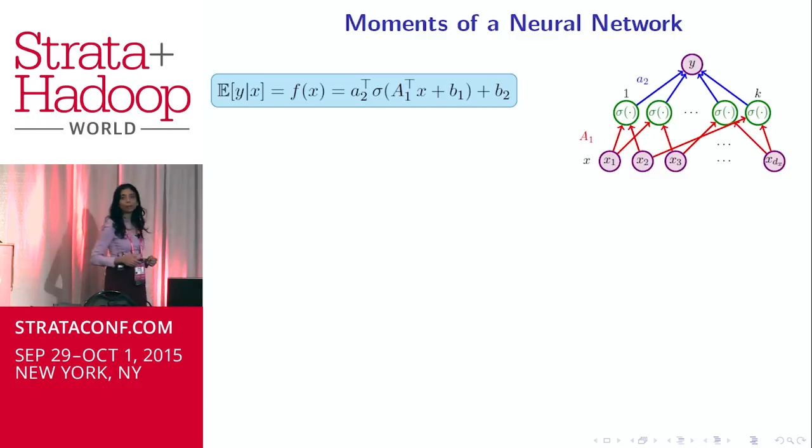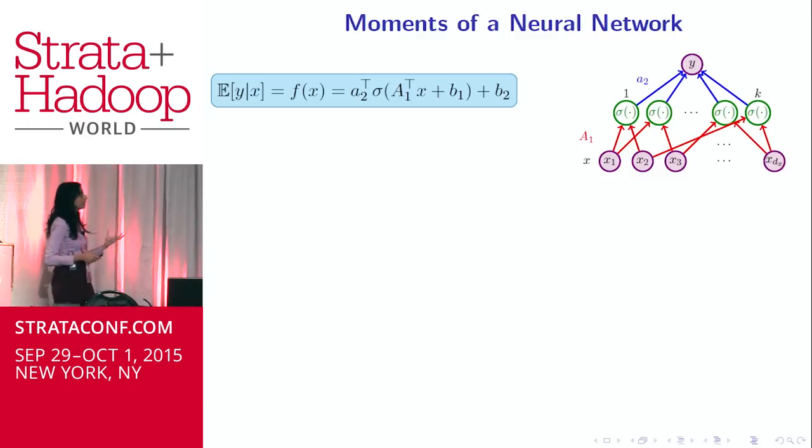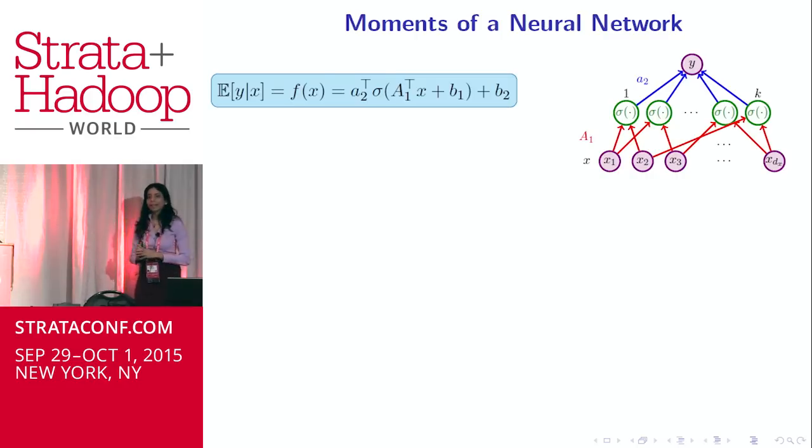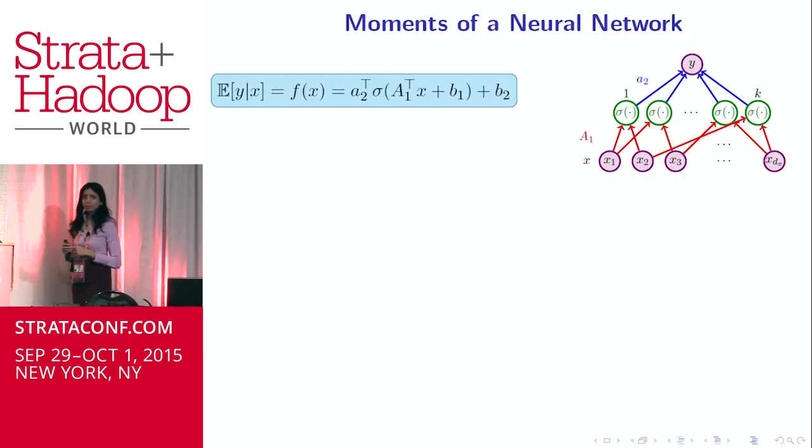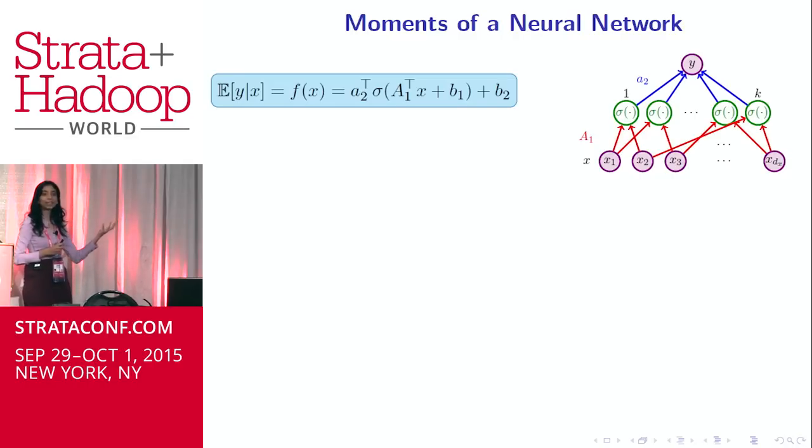You can write down how the function is represented in terms of the parameters of the neural network. So these weights A1 are the weights of the first layer, this A2 are the weights of the second layer, and the B's are the biases. So you can formulate it this way and ask, in this setting, can I relate the moment to the parameters of this neural network?